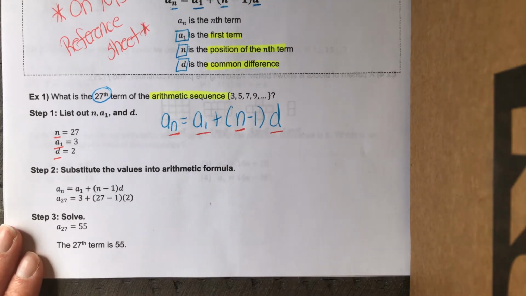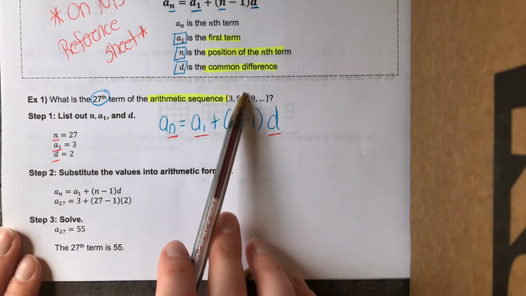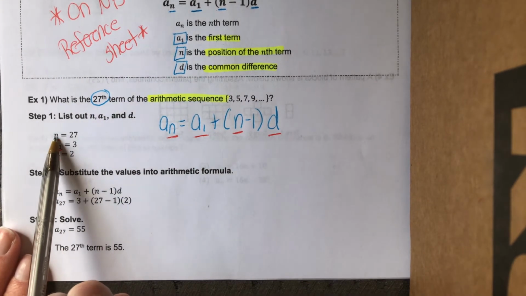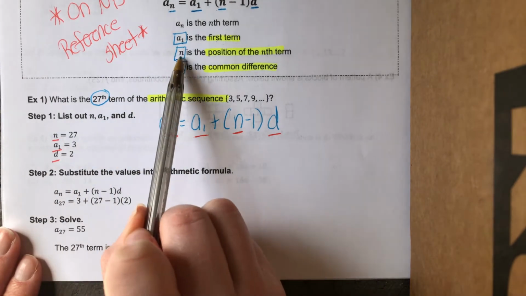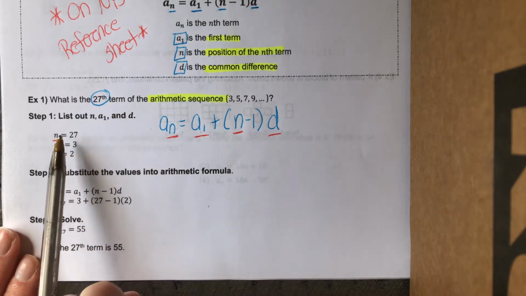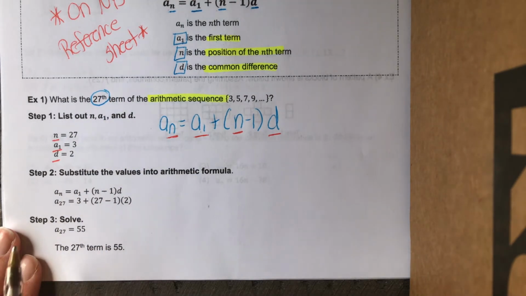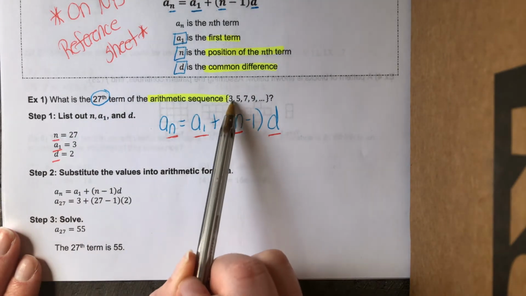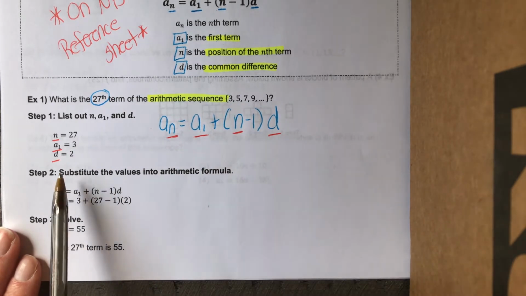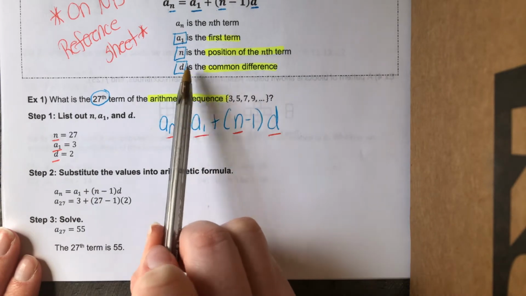So now I have to ask myself, because really this is the question that they gave me to start with, n is the value that I'm looking for. n is the position that I want. I want the 27th term, so I know n is 27. The first term is 3, so a sub 1 is 3. That's from my list.